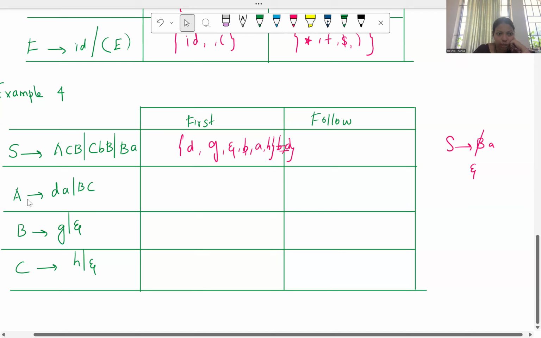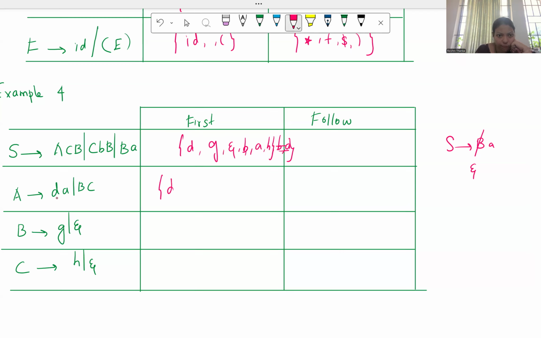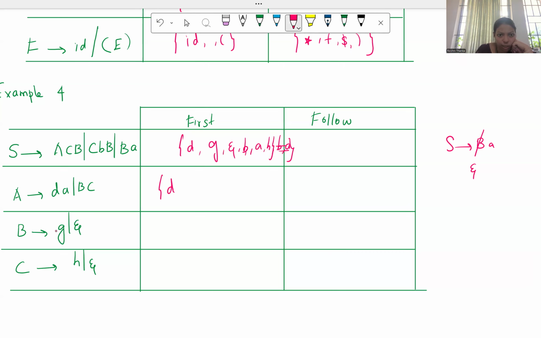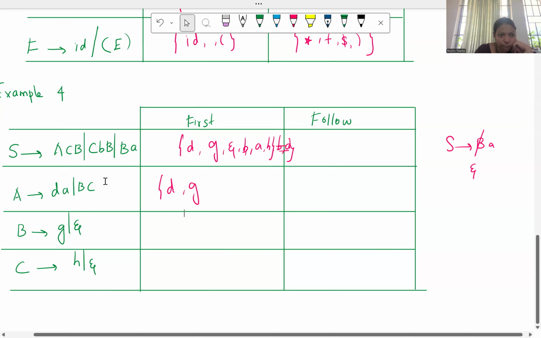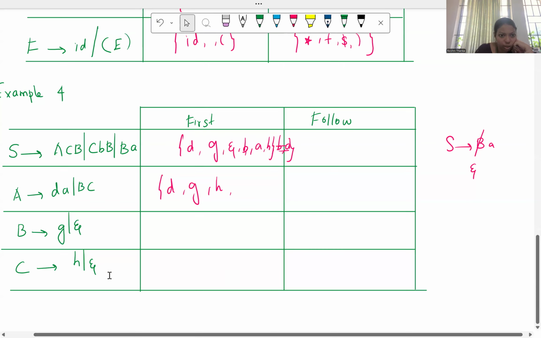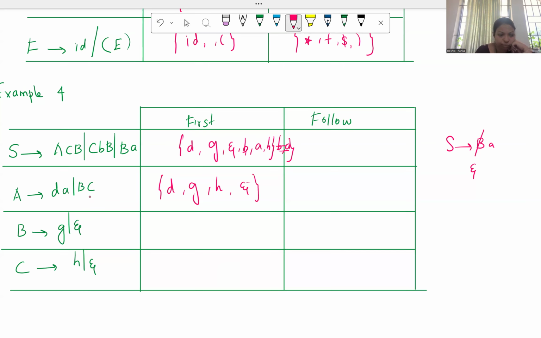A. If you take this A, first is D. It's a terminal, so directly I can write D. And if you take this B, B can be G. So the first one I can get is G. But in this place of B, I have epsilon also. So here it becomes empty. If it is empty, C will be coming. In the place of C, who is there? Two options. H. So C can be followed by one option, H. What is the other option? It is also epsilon, right? So I have to write epsilon as well.